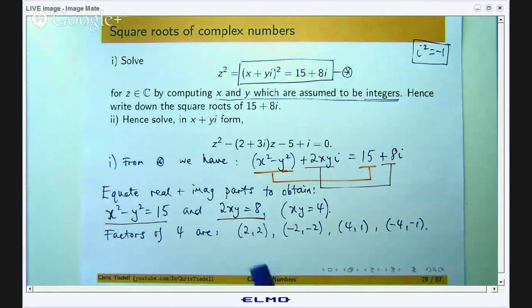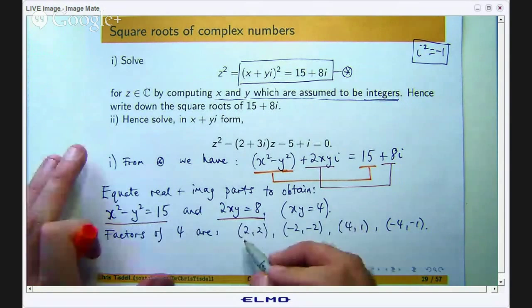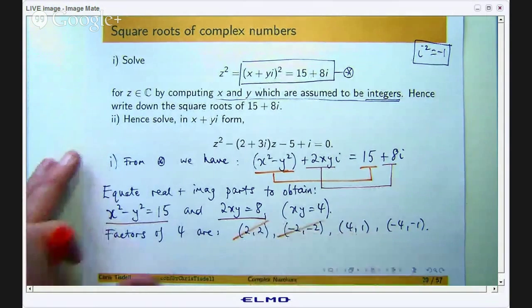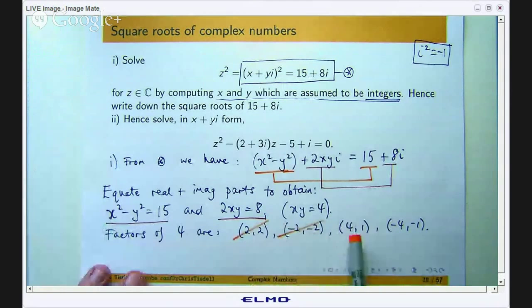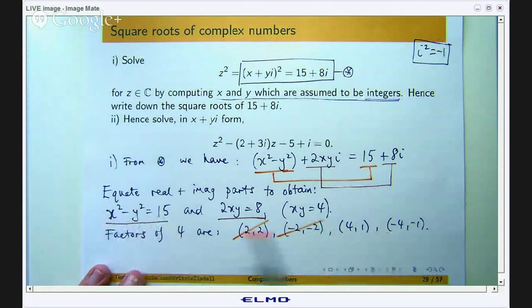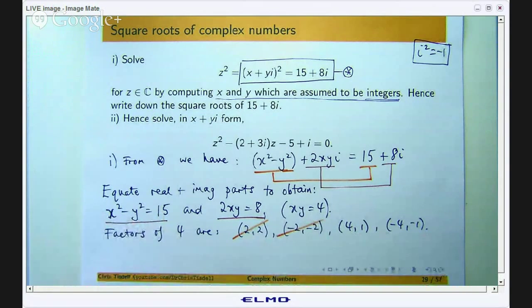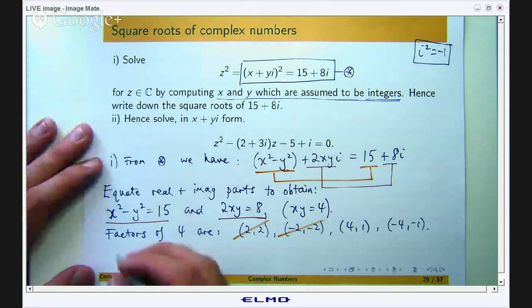Now, we can't have all of those, but we can rule some of them out. Okay, let's put x equals 2, y equals 2 in there. You don't get 15. Same with x equals -2 and y equals -2. You put those in there, you don't get 15. So those two can actually be scratched out because they don't satisfy that equation. What about these two? Well, if x equals 4 and y equals 1, you'll get 15, and same with -4 and -1.